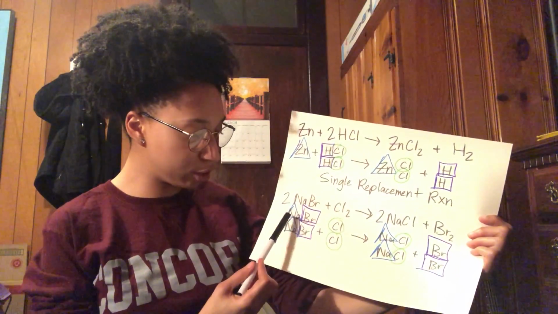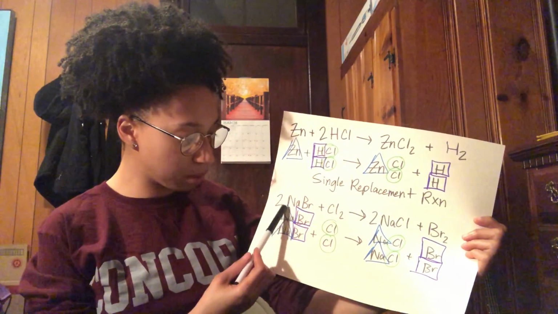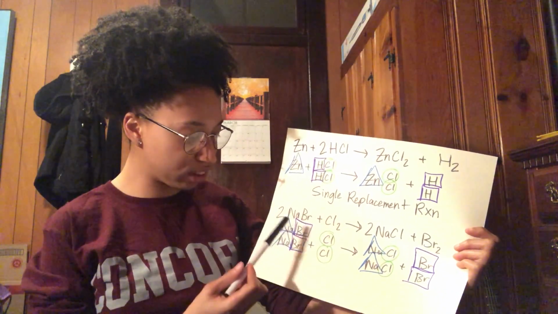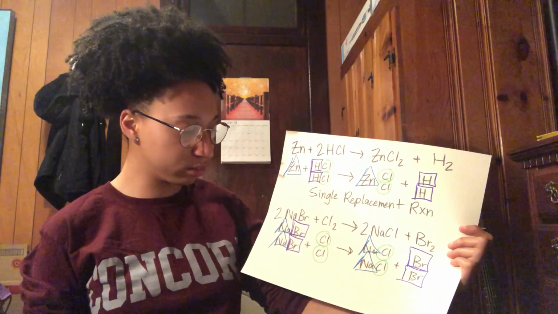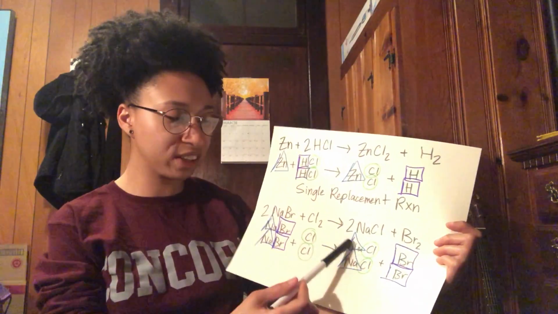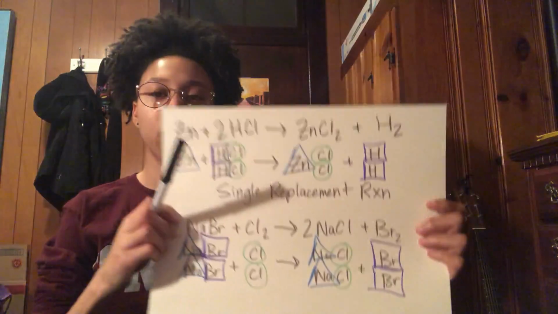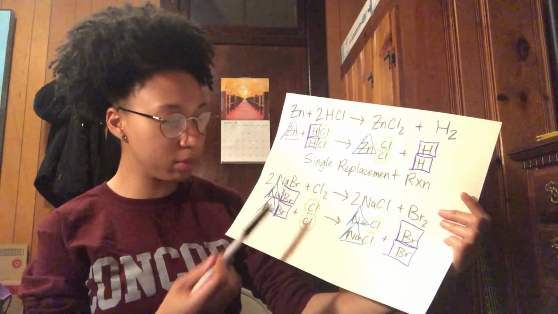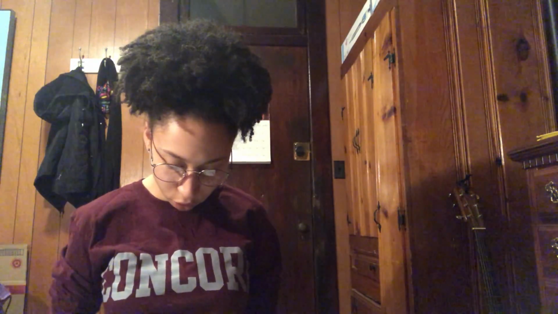Seeing here, my blue triangle was with my purple square, where my sodium and my bromine were together. And over here, my blue triangle is with my green circle. My sodium's with my chlorine. By seeing that, I was able to see that my chlorine and my bromine switch places. So this, again, is a single replacement reaction.